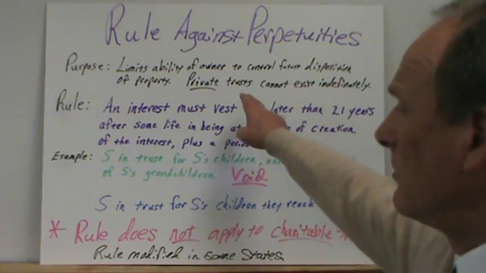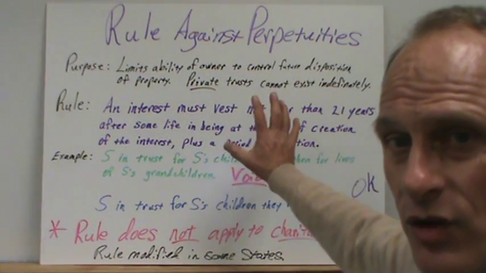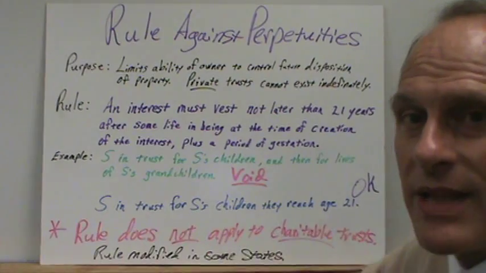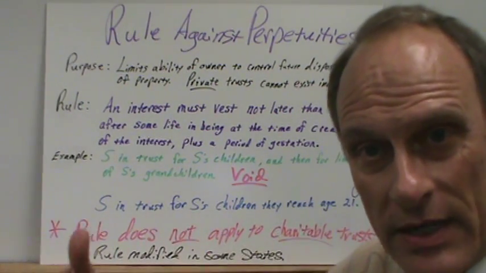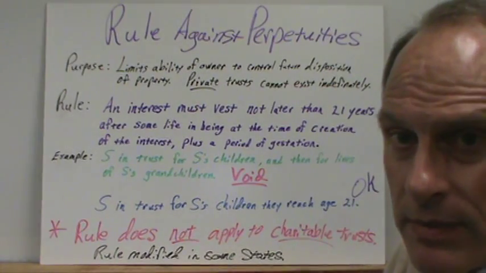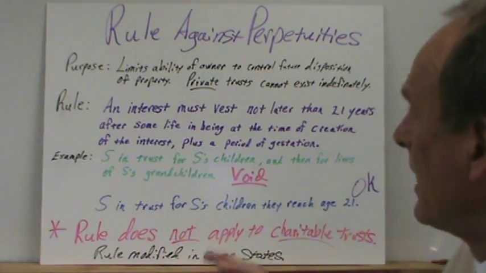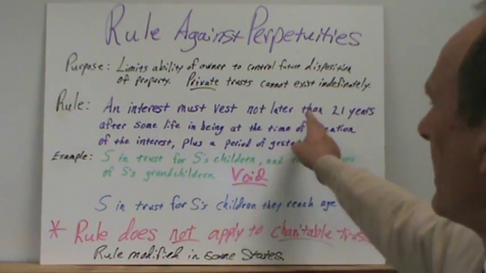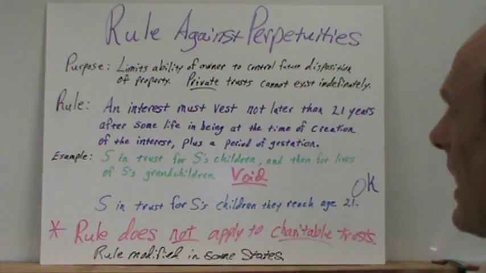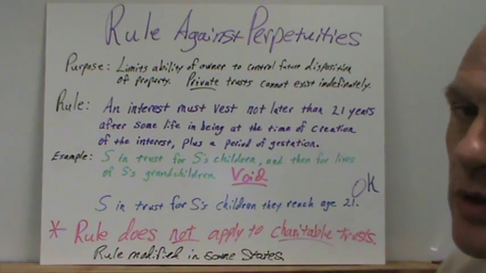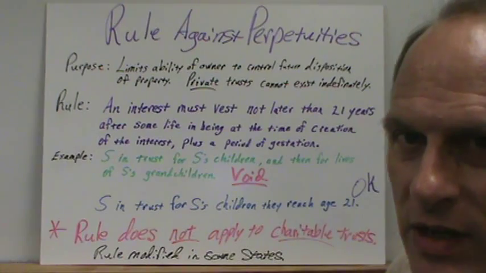And this generally applies to private trusts. Charitable trusts are allowed to go on and on and on, perpetually, but not private trusts. Public or charitable trusts can. Here's the rule. An interest must vest not later than 21 years after some life in being at the time of creation of the interest, plus a period of gestation.